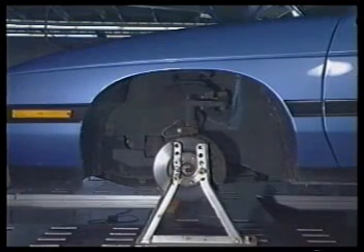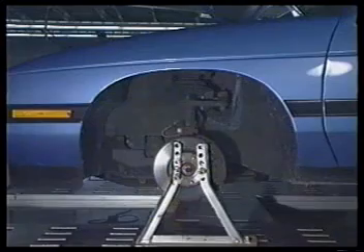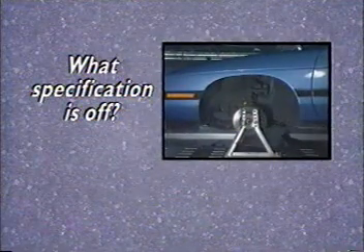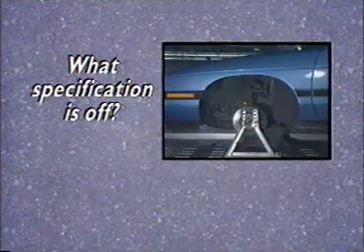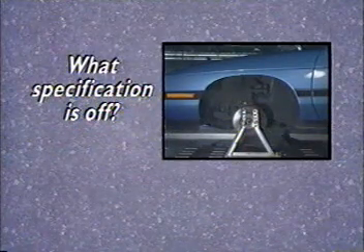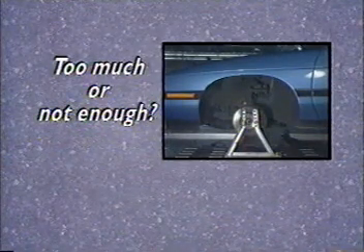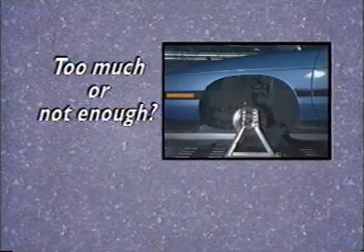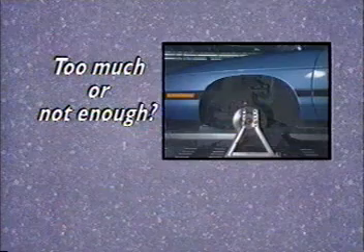It will only take a few minutes to determine what is wrong with this car, but we need to ask the repairer a few questions. First, we need to ask what specification is off. In this example, caster is not within specification. Second, does the wheel have too much or not enough? This tells us which direction the tire is leaning and helps isolate the problem.